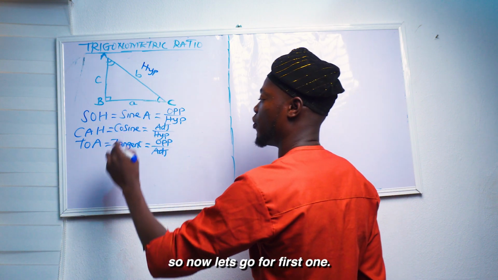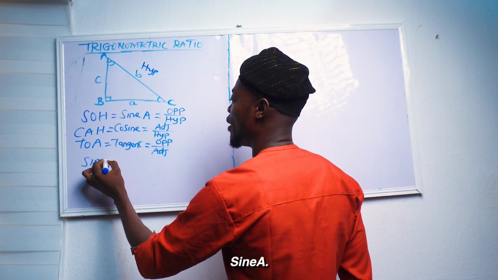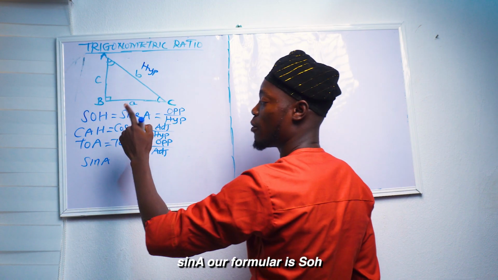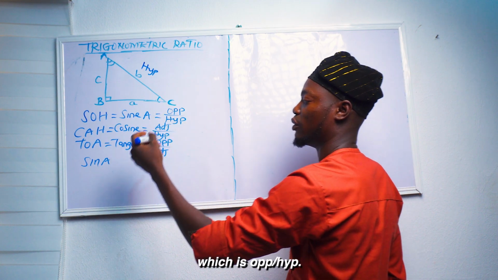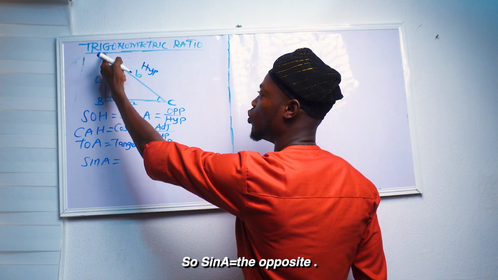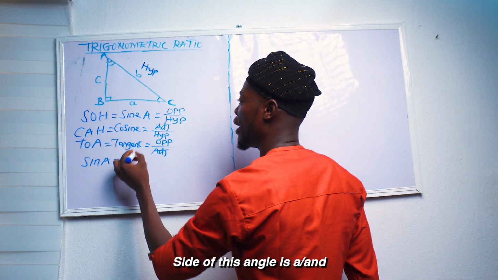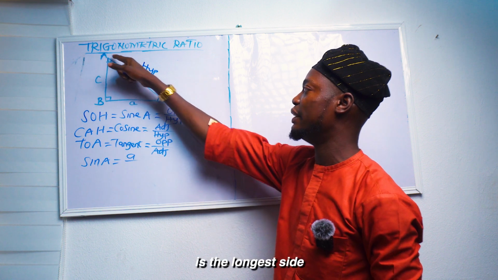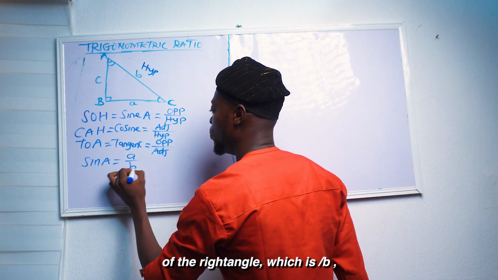Now, let's go for the first one. If I say sine A, don't forget this A. Sine A, our formula is SOH, which is opposite over hypotenuse. So sine A is equal to the opposite side of this angle, which is A, over the hypotenuse, the longest side of the right angle triangle, which is B.